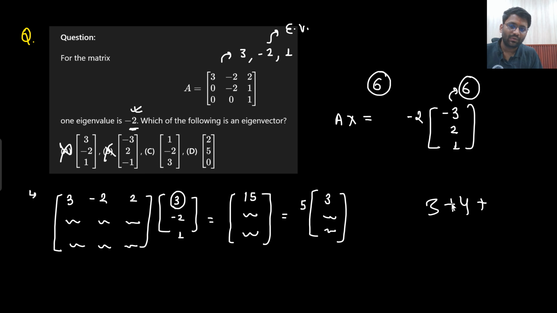2 into 2, 2 into 3, 6. What value you are getting? 13. And here the first value is 1. That means eigenvalue is 13. This is also gone. Last option is left.